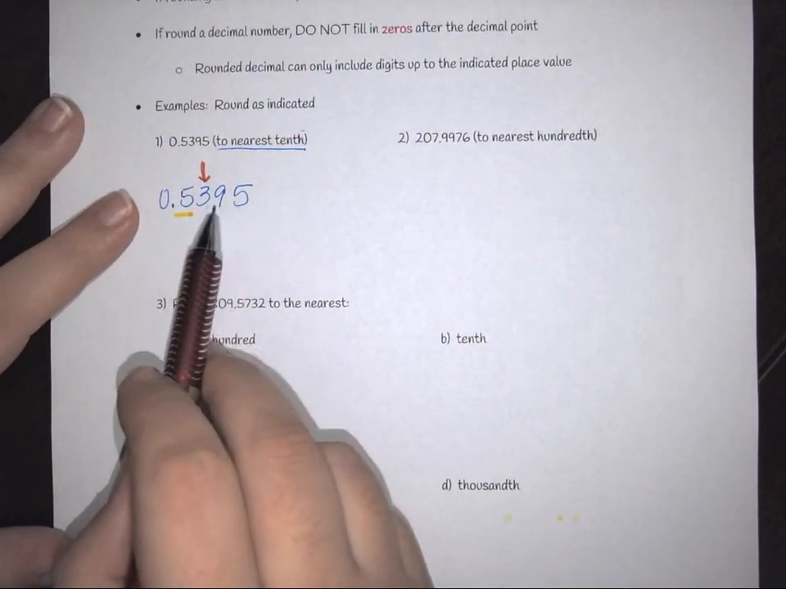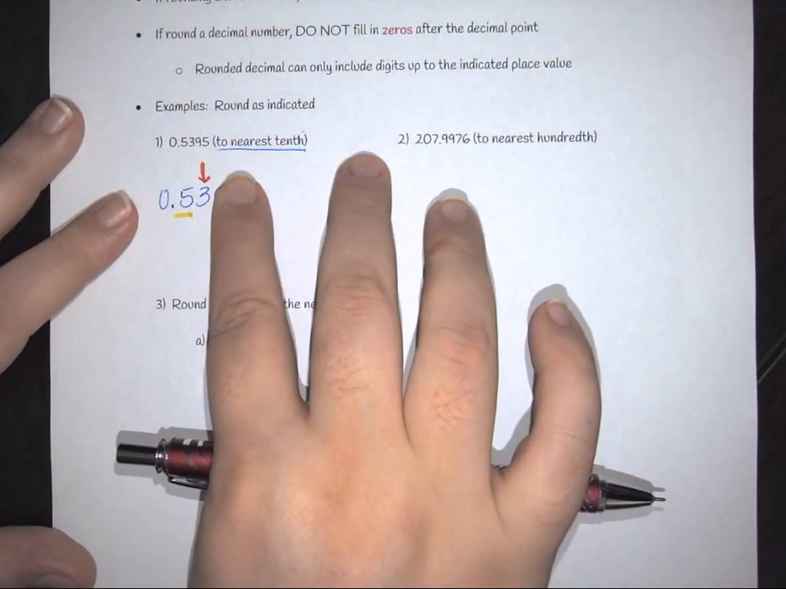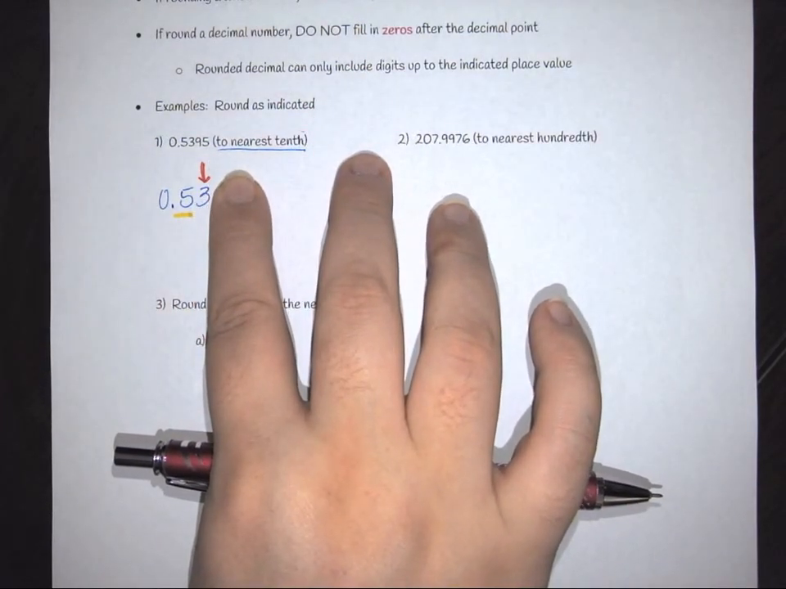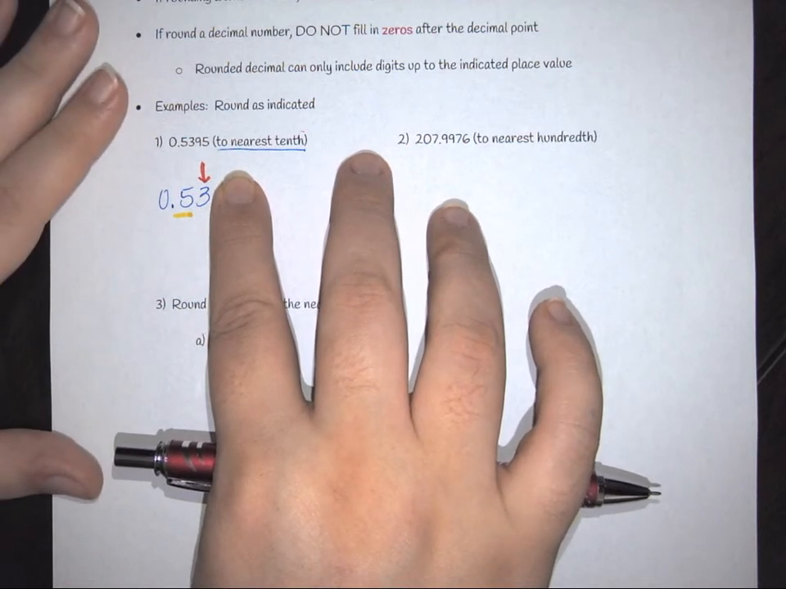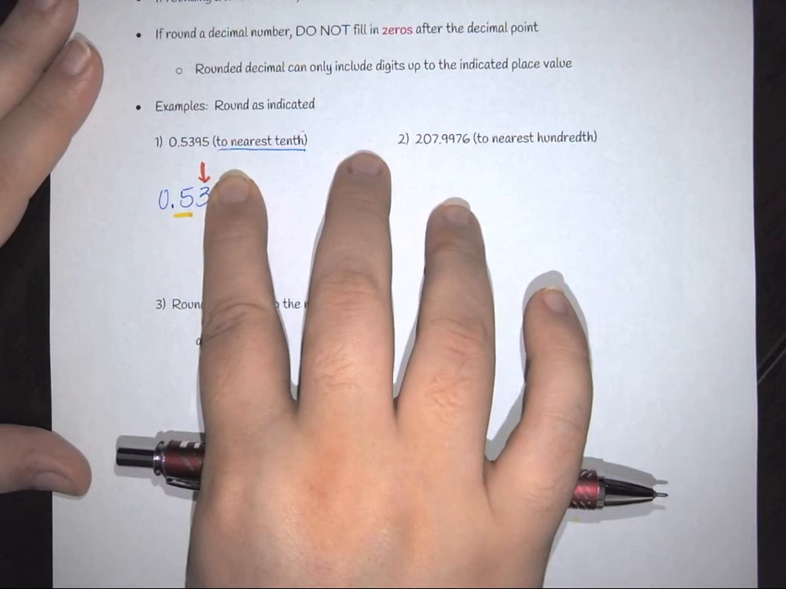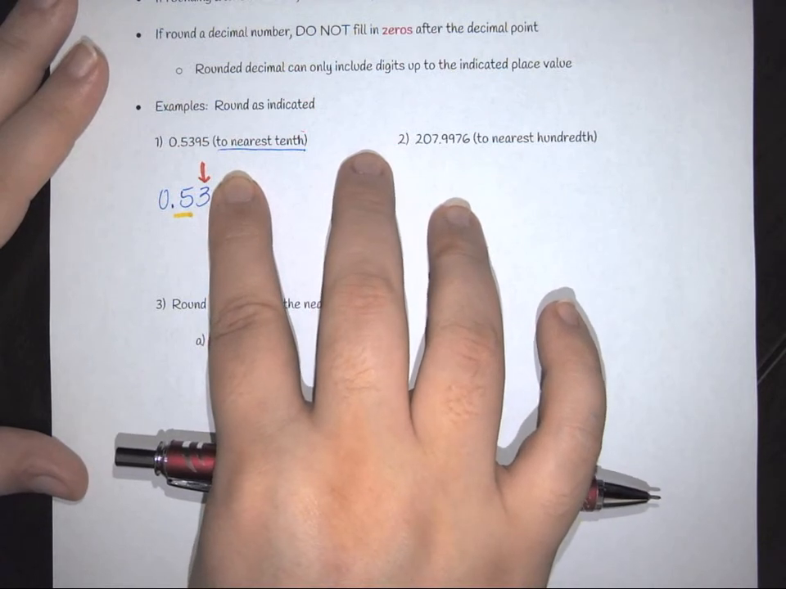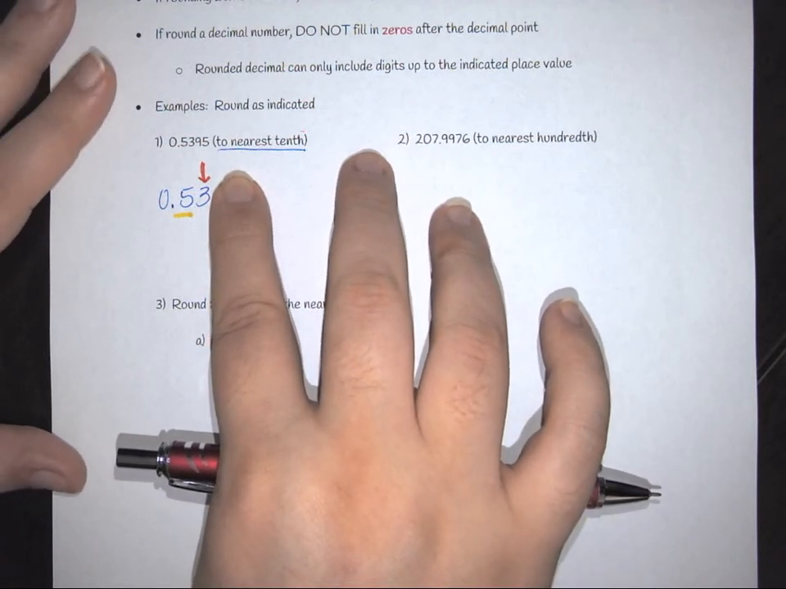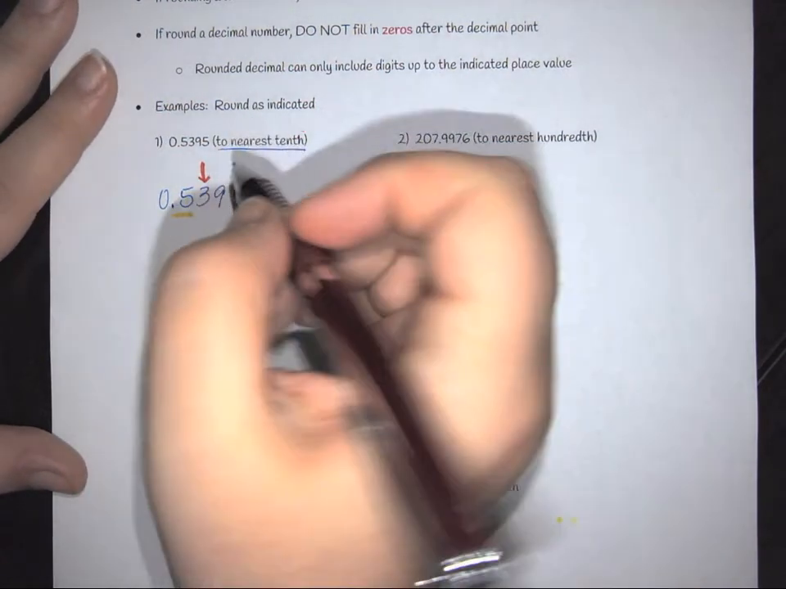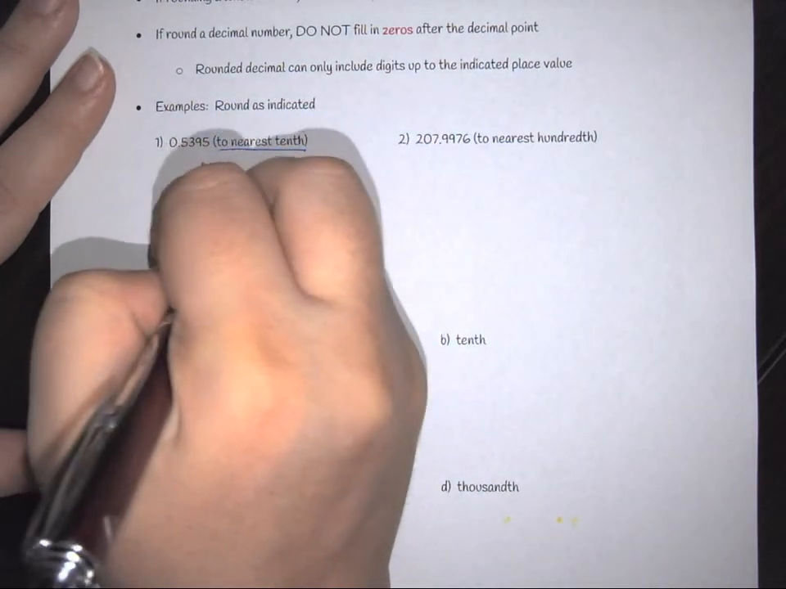Now, the 9-5 piece we don't care about. It's not there anymore. It doesn't exist. We are just simply looking at 3. And we ask, is the 3 greater than 5? 5 or higher? And the answer is no. 3 is less than 5. Therefore, this is going to essentially be left alone. And since we want it to the tenth, our answer becomes 0.5.